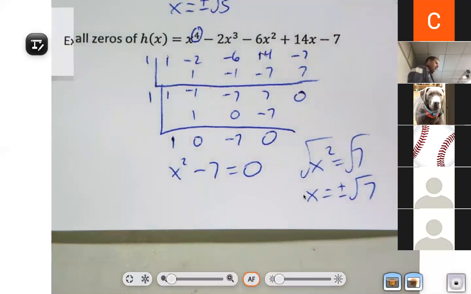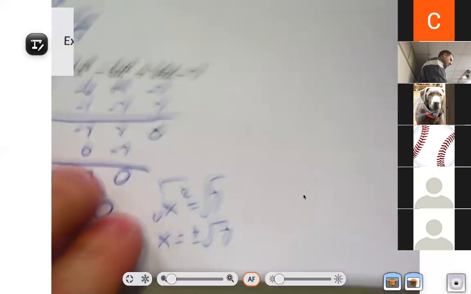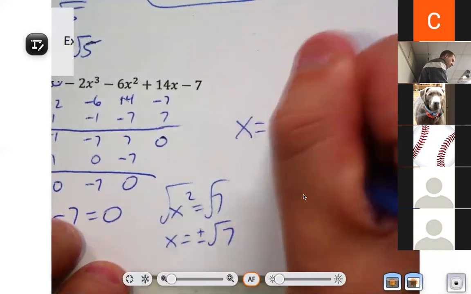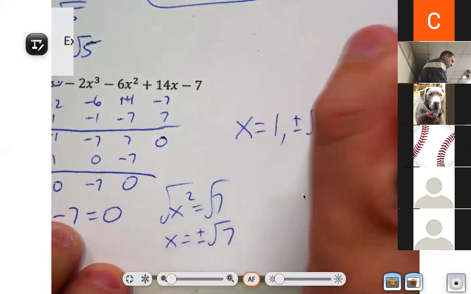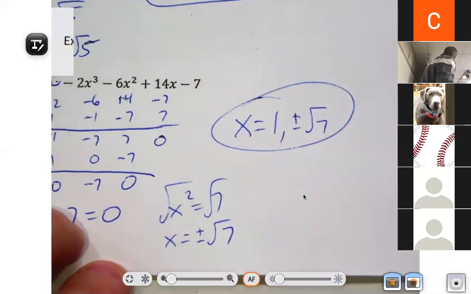Don't forget plus or minus. When we list the answers, again, you don't have to list the 1 twice. You just say x equals 1 and plus or minus square root of 7. Those are the answers to this equation.